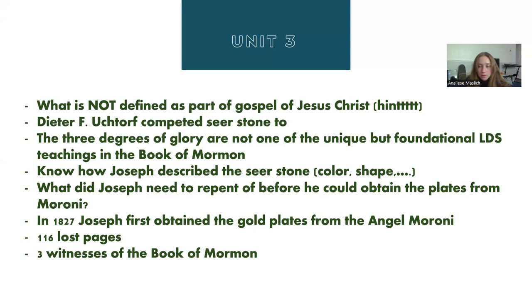And then just know a little bit about the 116 lost pages, what they were, how that happened. And all of these are multiple choice as well. So when I say just know a little bit about it, you're not gonna be writing definitions. It'll give you options. And for the 116 pages, you can look in D&C 10 to find out what happened. And then the 3 witnesses to the Book of Mormon, and that's David Whitmer, Oliver Cowdery, and Martin Harris.